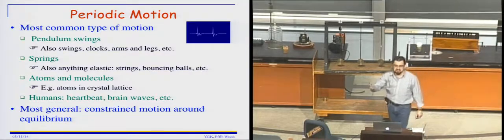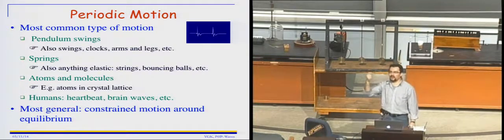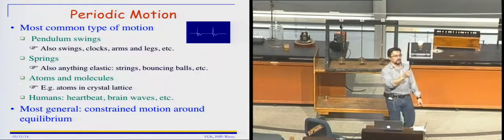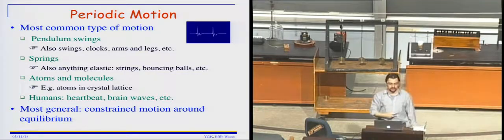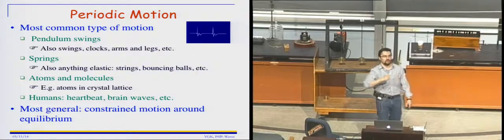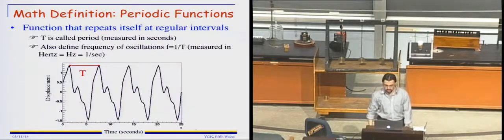Other things, like motion of planets around the sun, motion of satellites around the Earth, rotation of the Earth around its axis, and rotation of the Earth around the sun, are all again examples of periodic motion, not necessarily oscillations, but something that happens over and over again at fixed intervals in time. And this is what we call periodic motion.